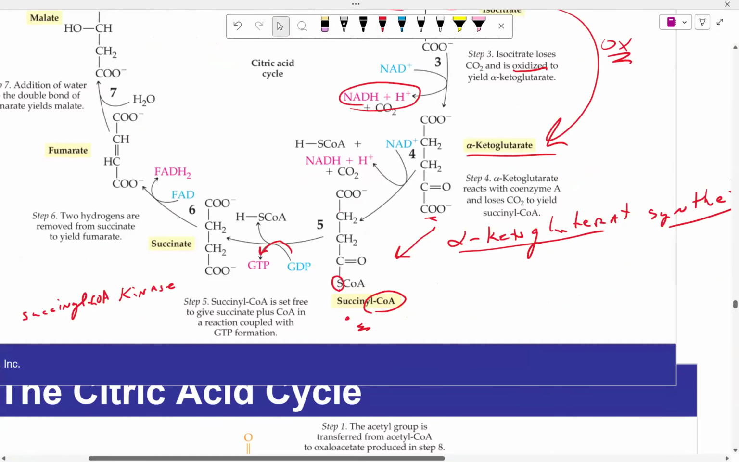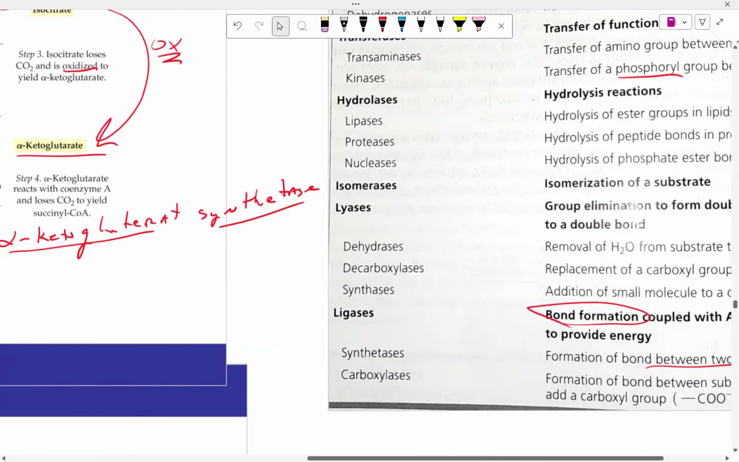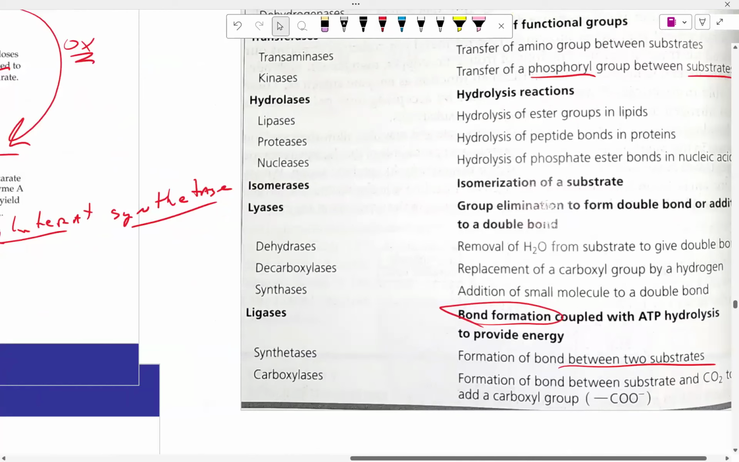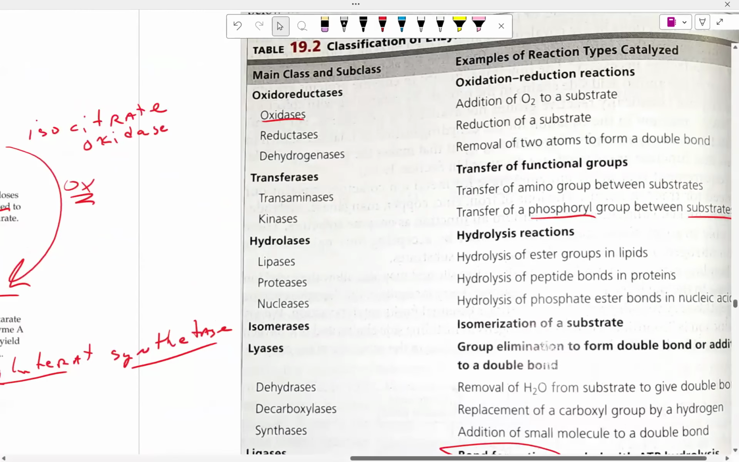Okay, and secondly, notice when we go over to here, there's no S-CoA. So that's kicked off right here. So what enzyme would do that? Well, that would be, where are we here?